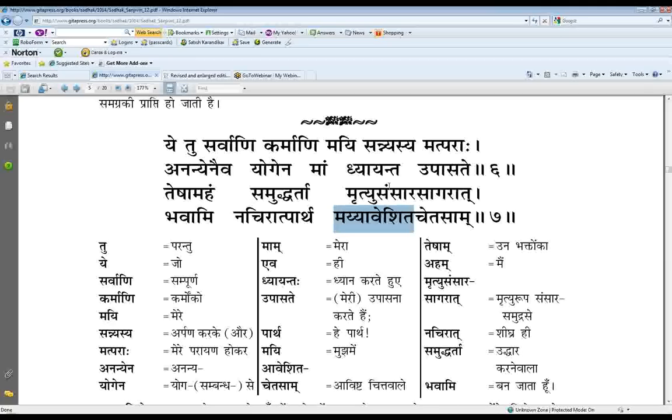So obviously the tongue moves that way. Say mayi plus aveshita, it becomes maya veshita. Sandhi rules come in English also. We say illegal becomes illegal. So illegal becomes illegal. That's also a Pani rule, totally.